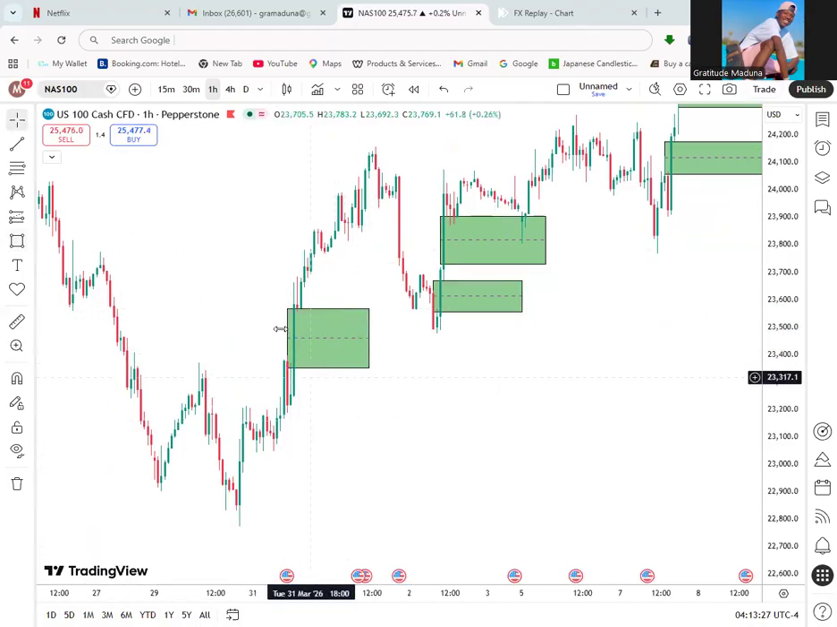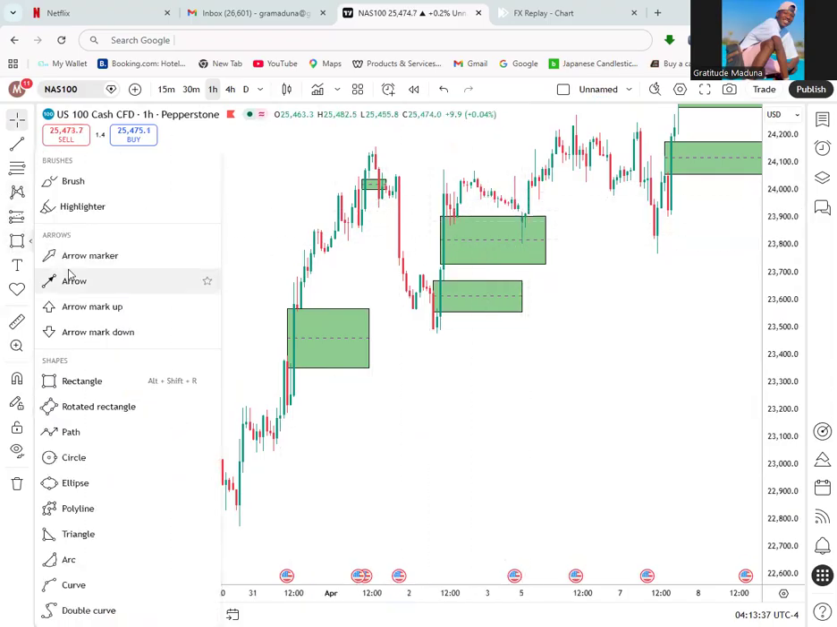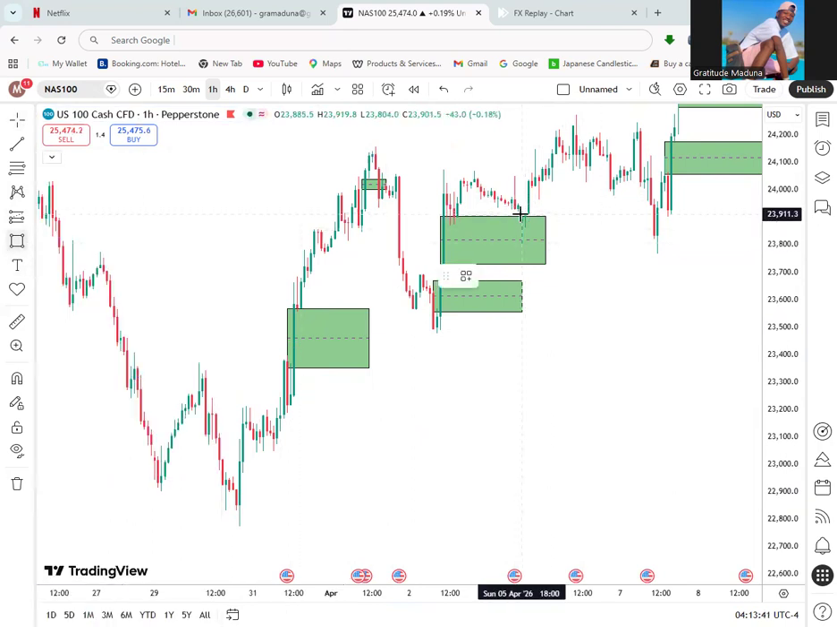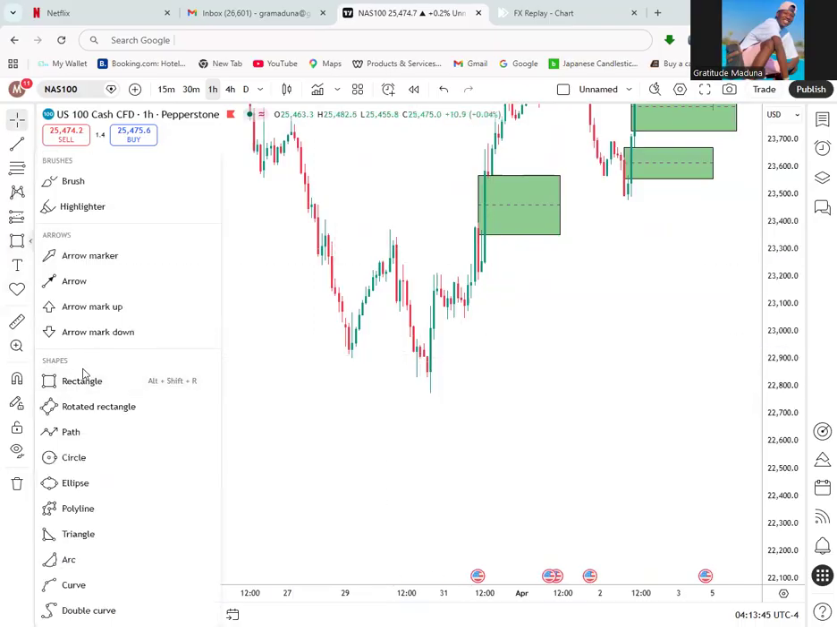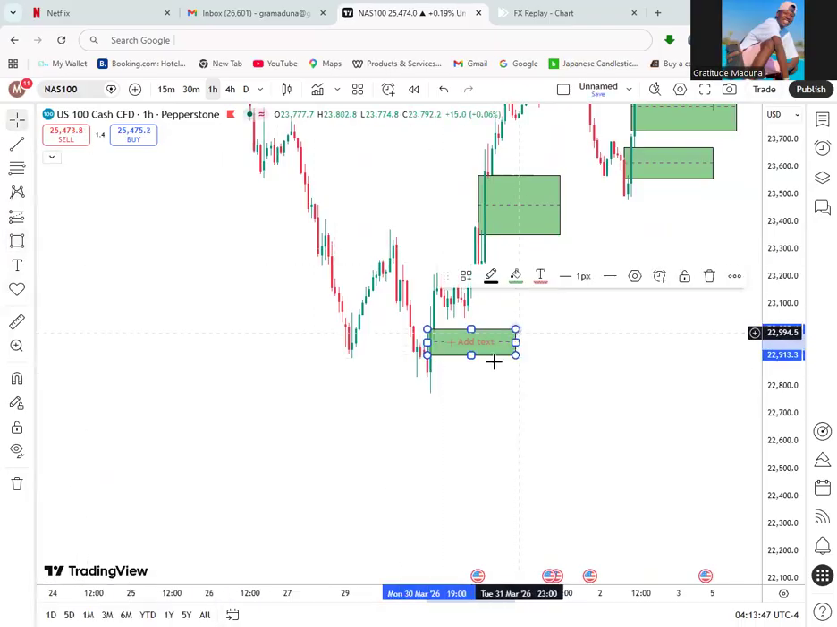Fair value gaps could be small, they could be big. You see, fair value gap even here. Do you see that spacing? Fair value gap. I'm just going to show you everything. I'm just going to show you how to spot them. This is also a fair value gap. This is also a fair value gap, right?